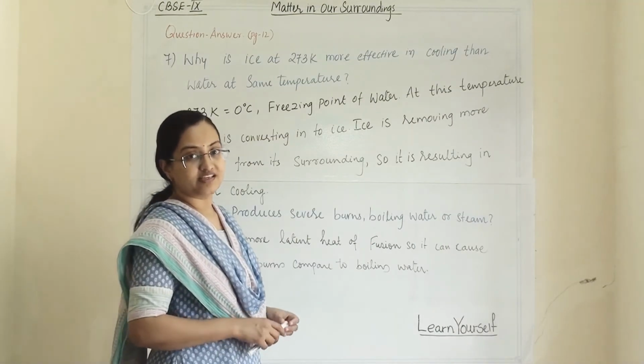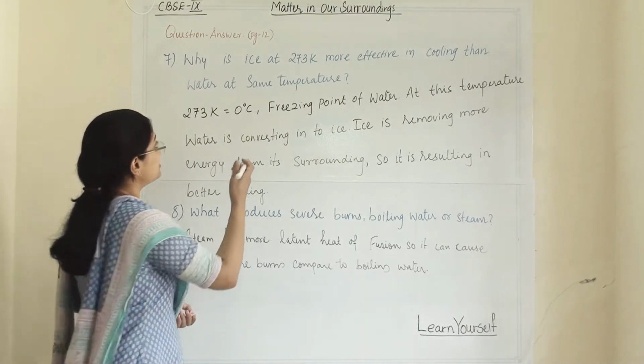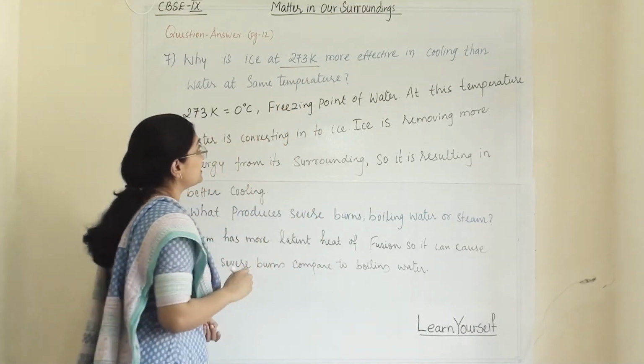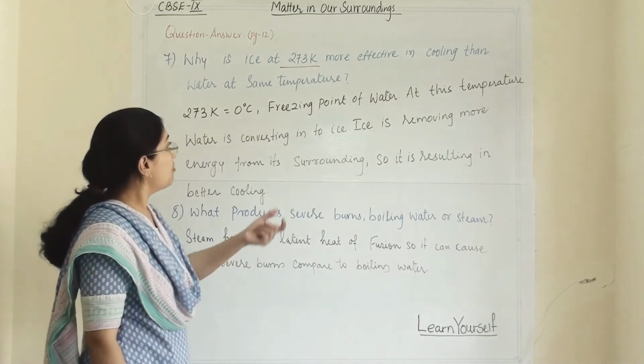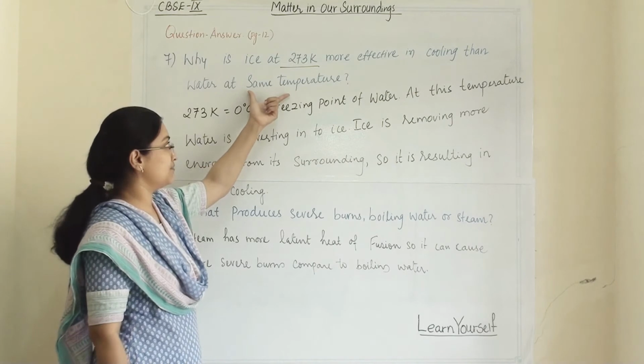Moving towards our next question. Question 7. Why is ice at 273 degree Kelvin more effective in cooling than water at the same temperature?